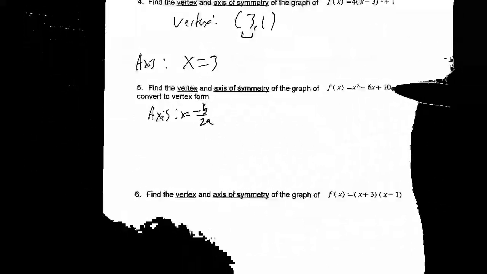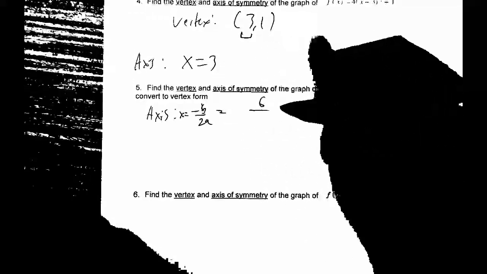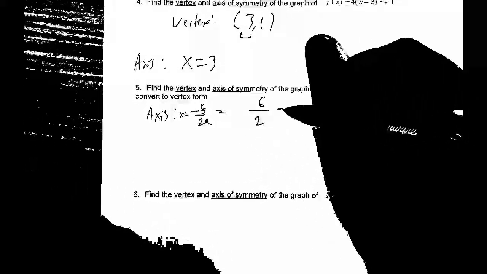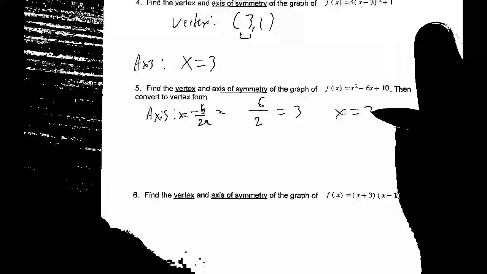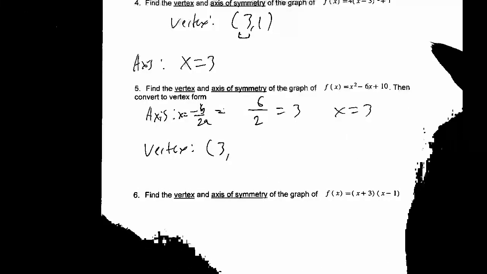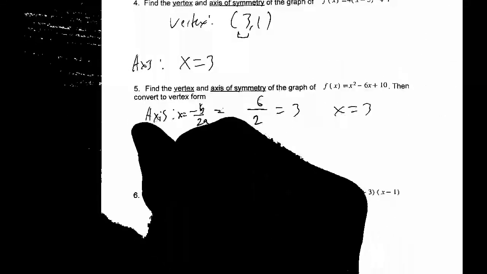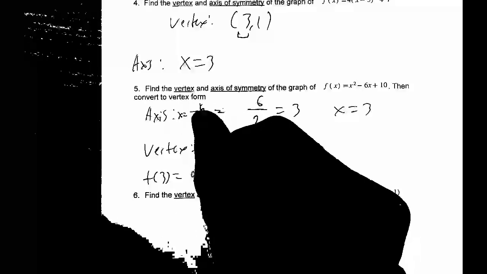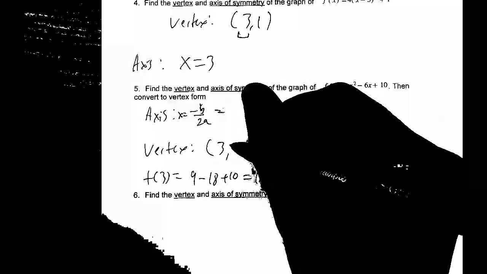So that would be 6 over 2, which is 3. So x equals 3 is my axis of symmetry. And the vertex will be 3, comma, and then we're going to plug a 3 back into this. So f of 3 would be 9 minus 18 plus 10, which is 1. So my vertex would be (3, 1).